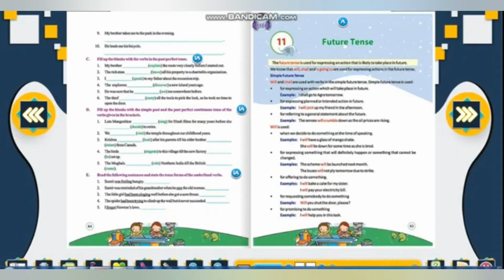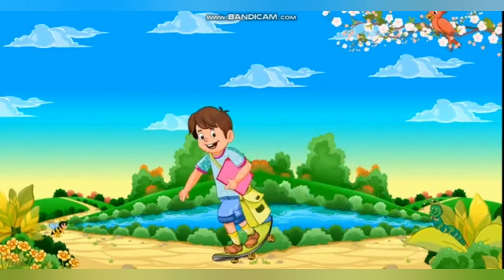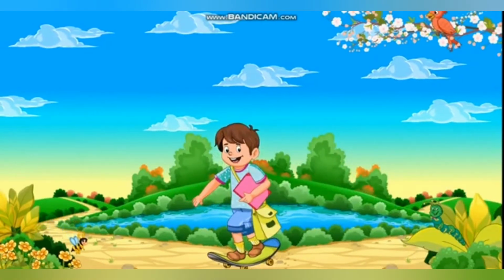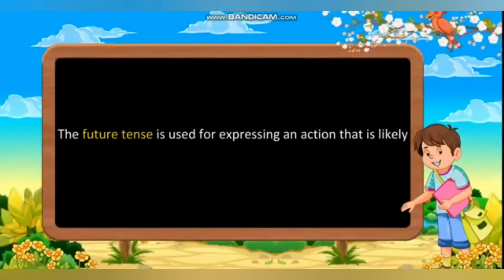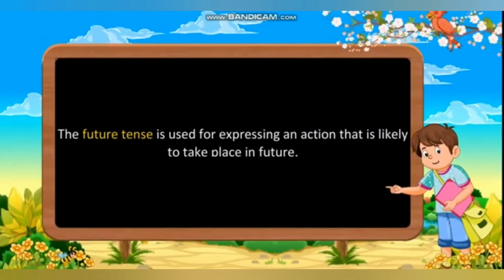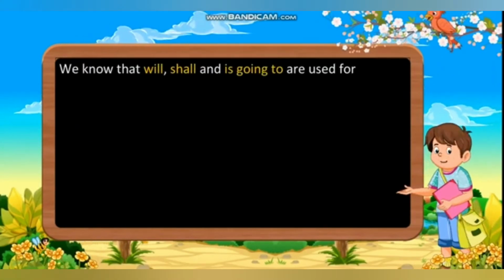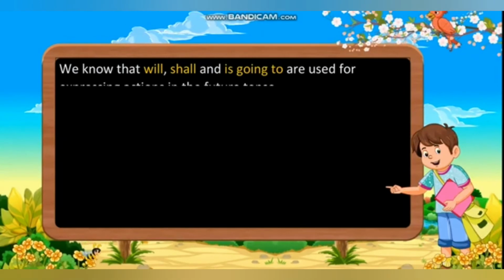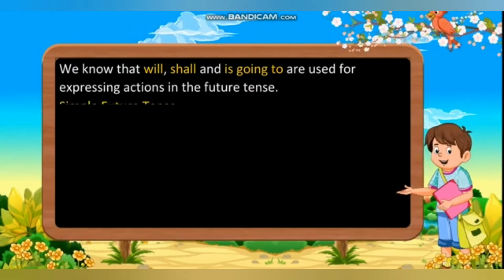So this is the difference between perfect and simple past. So now let's start the future tense explanation. I hope you are listening carefully. The future tense is used for expressing an action that is likely to take place in future. We know that will, shall, and is going to are used for expressing action in the future tense.